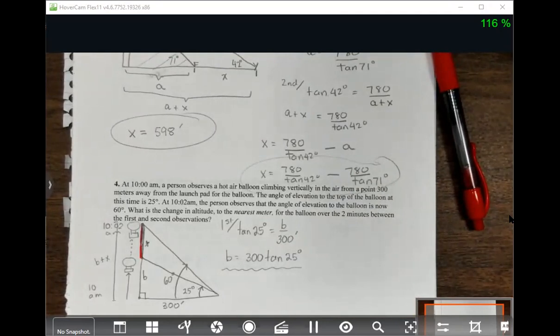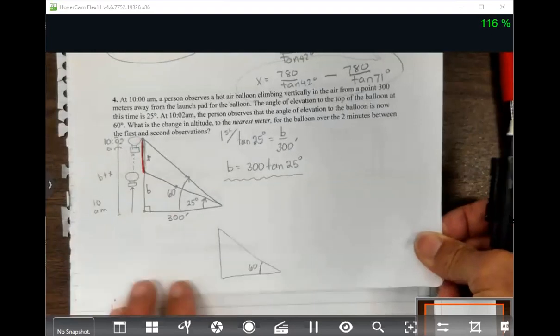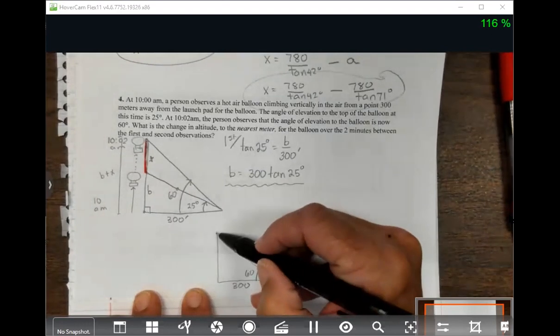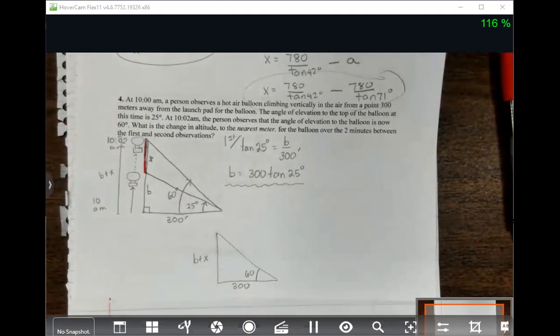The next thing we do is we look at the big triangle. So the big triangle looks like this. It's got a 60-degree angle there. It's got 300 here. And then we've got this side here, b plus x. So in that picture, the tangent of 60 degrees is b plus x over 300.